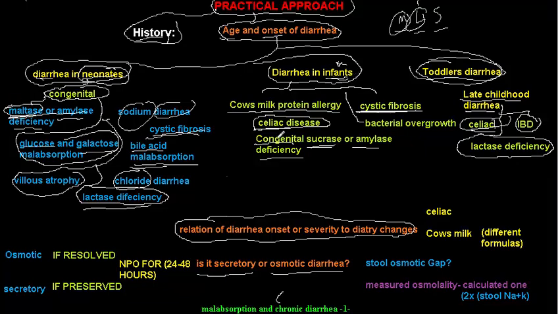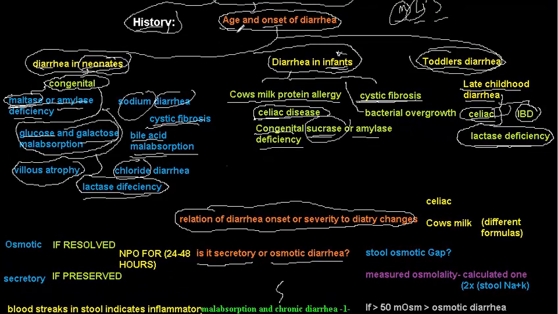In infants the sucrase deficiency starts to be more important. In late childhood still lactase deficiency may happen. So these are the important things about the age and onset of diarrhea, when did it start. Okay, so you have to ask about this.